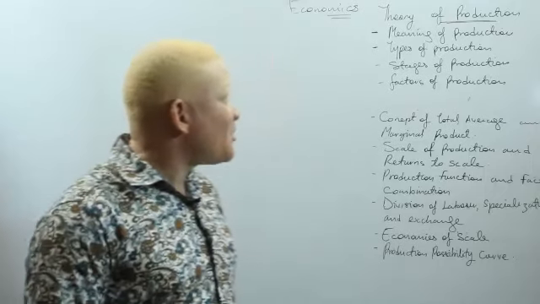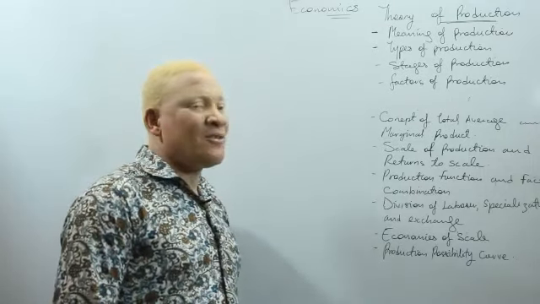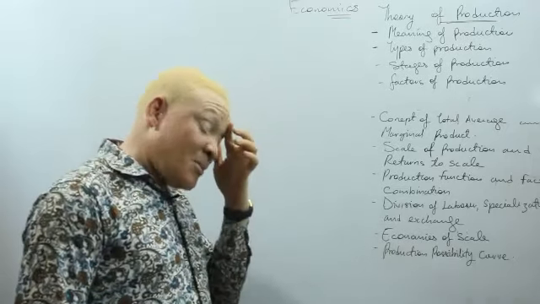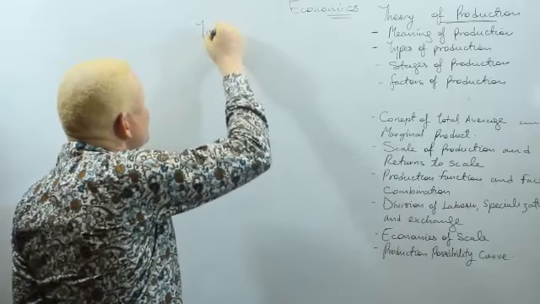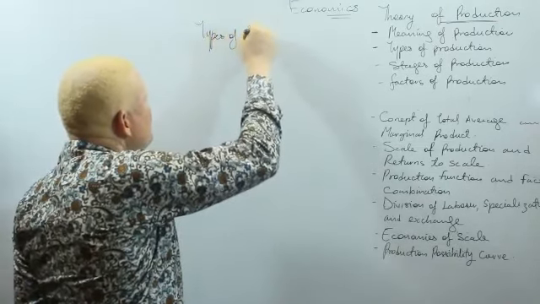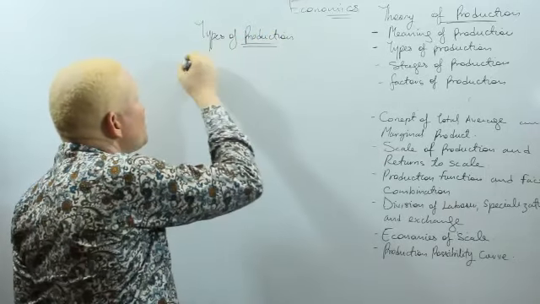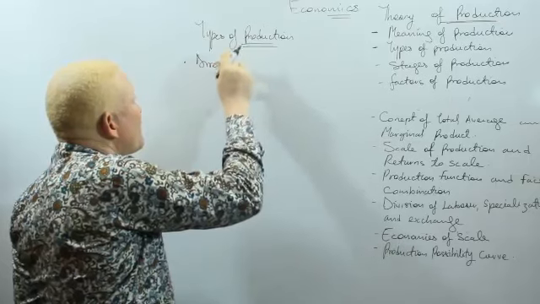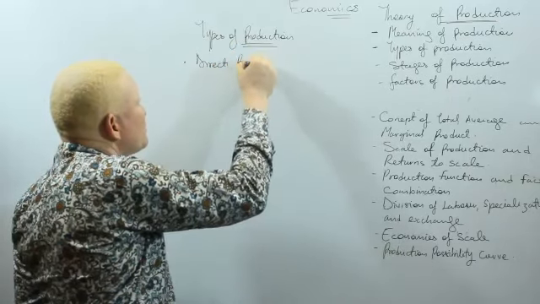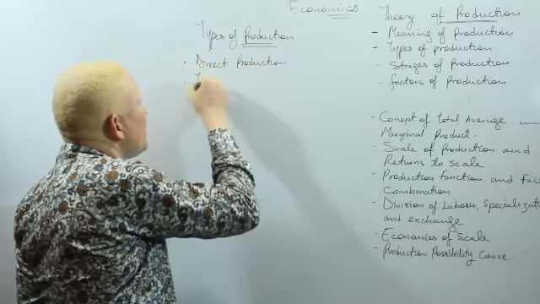Now, the next item on the list is the types of production. Production is classified into two types. You have the direct production, and the indirect production.